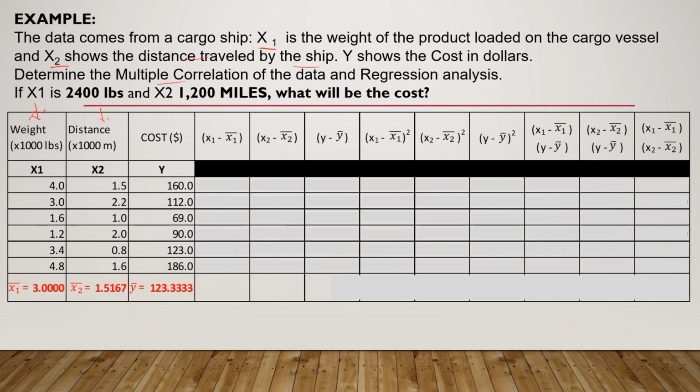Now we are asked to determine the multiple correlation of the data and the regression analysis. Also, if x sub 1 is equal to 2,400 pounds and x sub 2 is 1,200 miles, what will be the cost? In this table, we have x sub 1 minus x sub 1 bar, x sub 2 minus x sub 2 bar, y minus y bar, x sub 1 minus x sub 1 bar squared, x sub 2 minus x sub 2 bar squared, y minus y bar squared, then the product of x sub 1 minus x sub 1 bar and y minus y bar, the product of x sub 2 minus x sub 2 bar and y minus y bar, and also the product of these two.